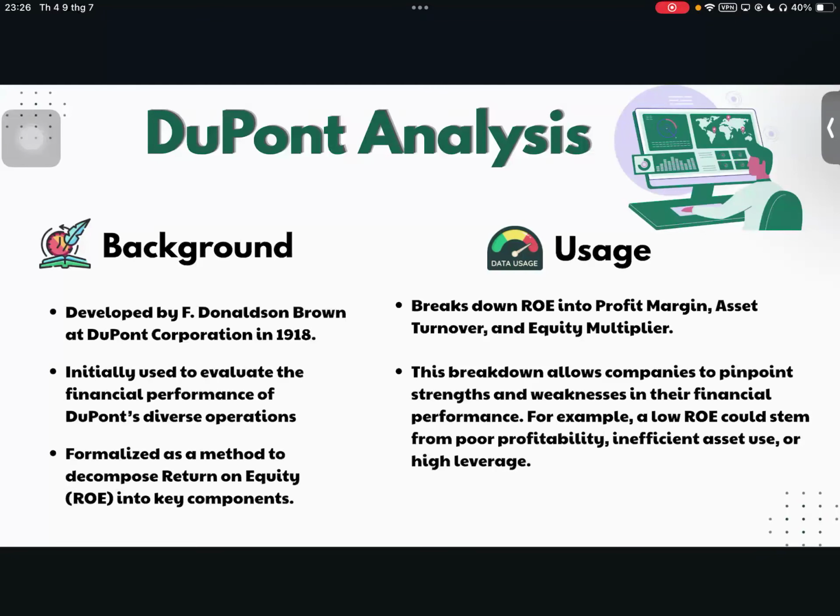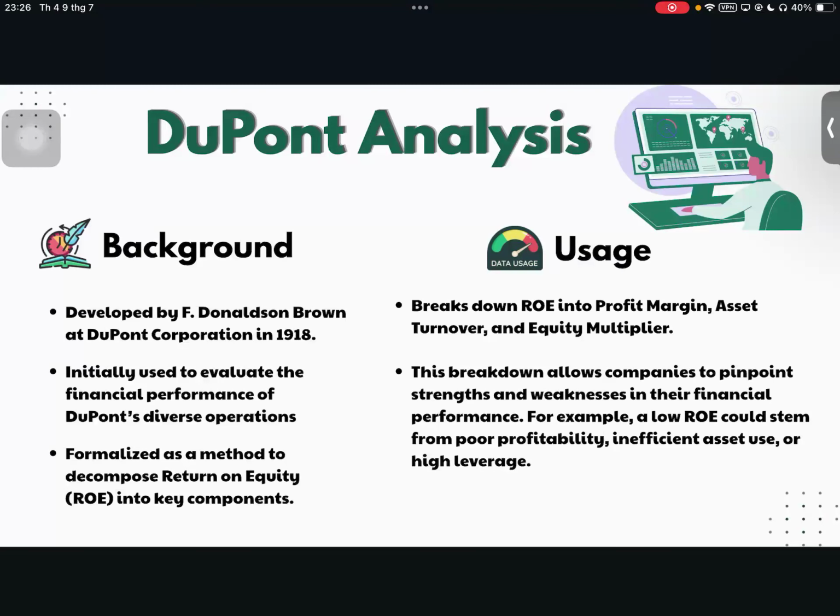Furthermore, it is about advanced financial management. We can apply the same approach to analyze our own company and understand its strengths and weaknesses and how to overcome those weaknesses. So when we have a very low return on equity, we need to break it down to see whether the low ROE is due to a low profit margin, low asset turnover, or low equity multiplier.